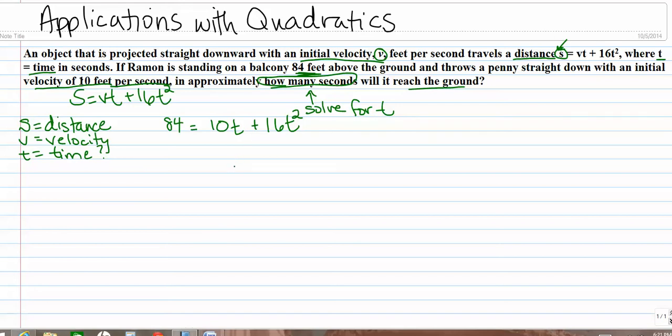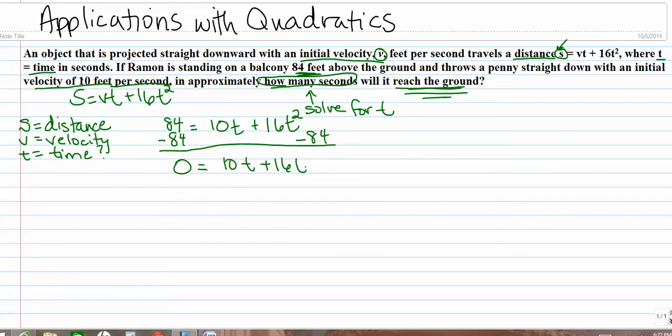We've learned several ways for solving quadratics, but in almost nearly every single way that we learned, we had to have it equal to 0. And since we want to know when the penny reaches the ground is 0 feet, so we do want to have this equal to 0 to be able to solve it anyway. Because we want to know, when is it 0? Not when is it 84 feet above the ground, but when is it 0 feet? When has it reached the ground?